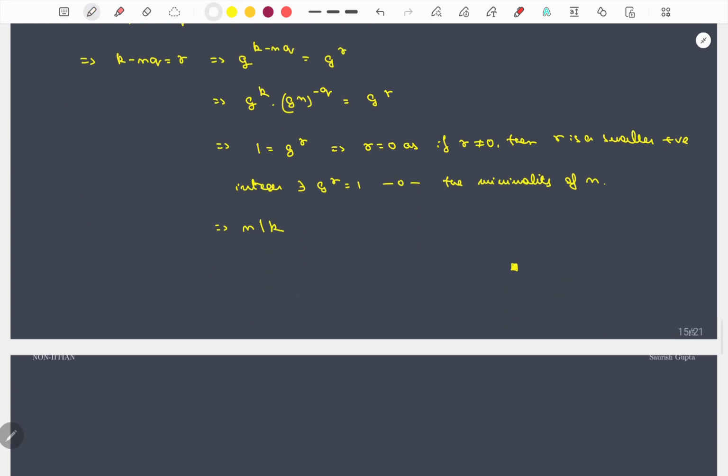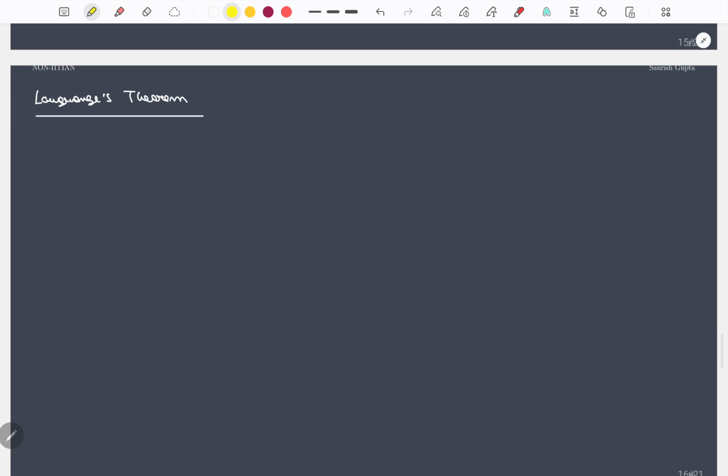Now, this actually plays a very crucial role in the following sense, that there is something called Lagrange's theorem. I do not intend to prove this at this point. We will prove this in the next lecture. Lagrange's theorem is a point where we need to deal with subgroups in more detail.